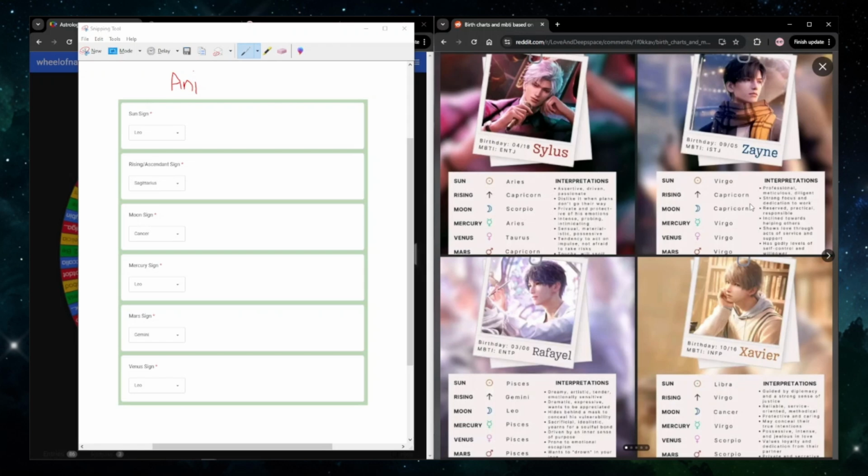Let's move on to Zane. So you do have that moon in Cancer, which would go well with his sun in Virgo and his moon in Capricorn. That would mean that, you know, you could nourish his understanding of the world and understanding of emotions.